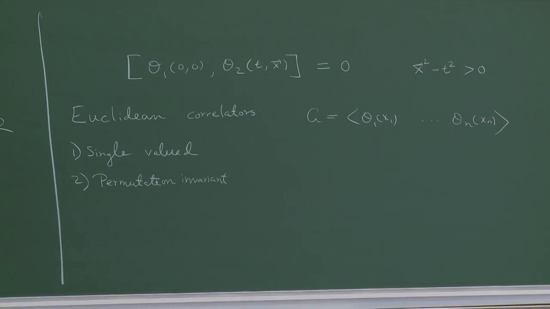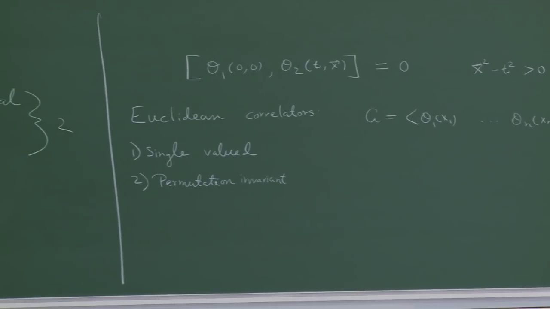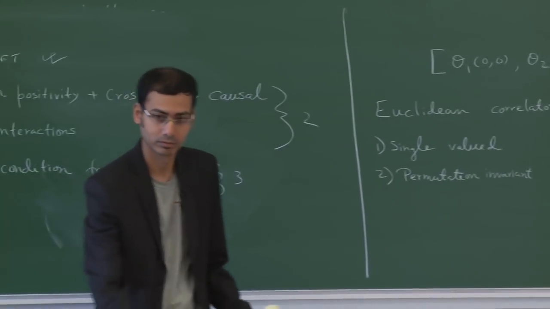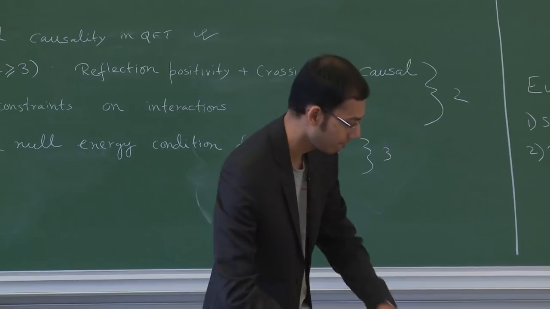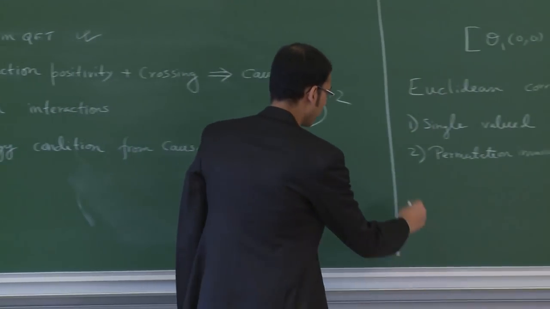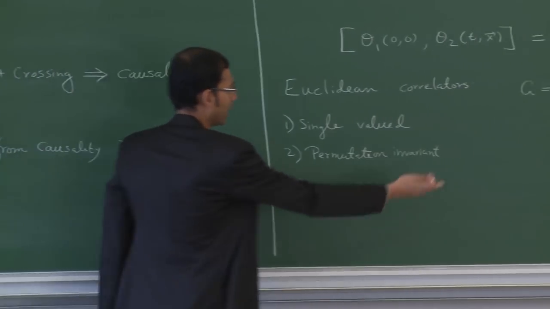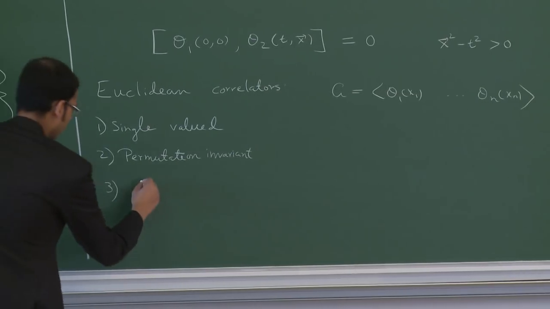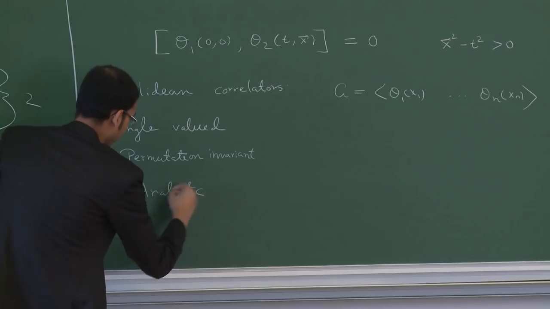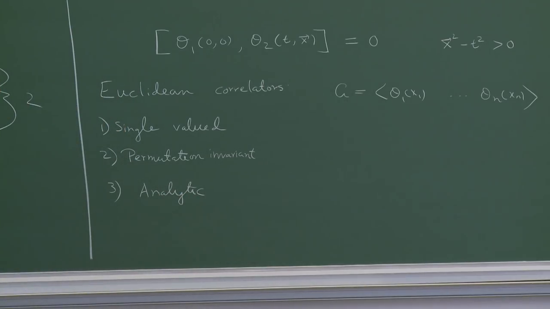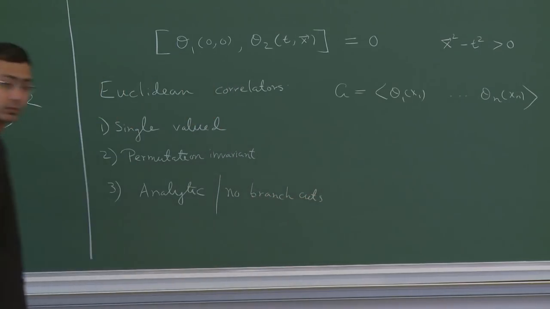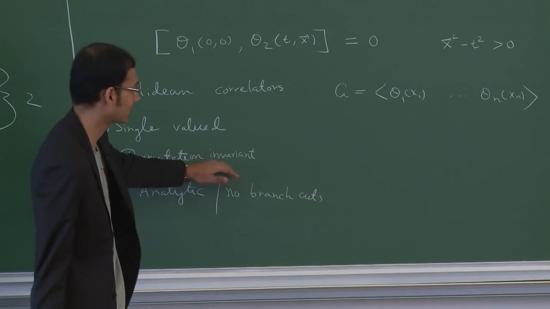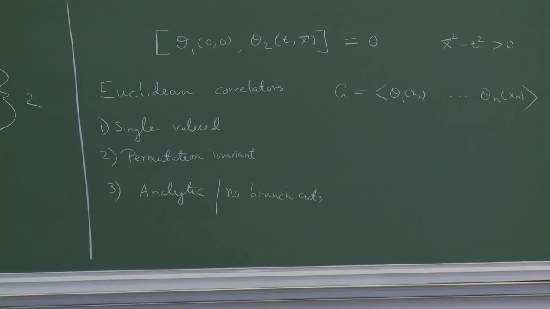You exclude Fermions for simplicity. Yes, that's right. And third, this function is analytic, and it doesn't have branch cuts as long as all the points remain Euclidean. The fact that it's permutation invariant means basically in Euclidean signature, commutators do vanish.